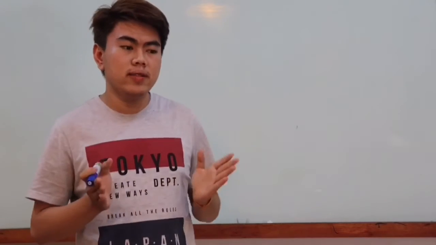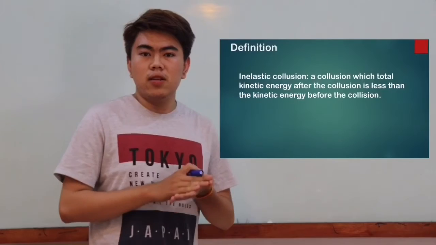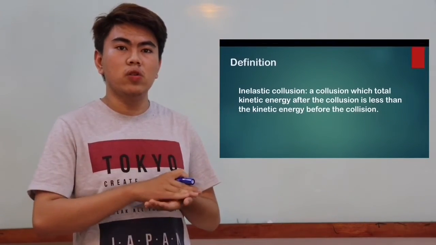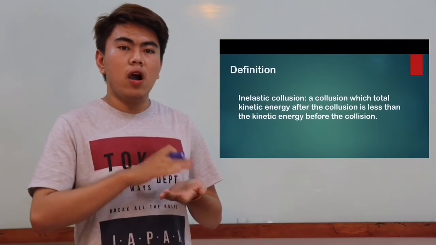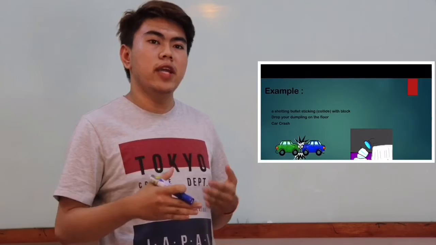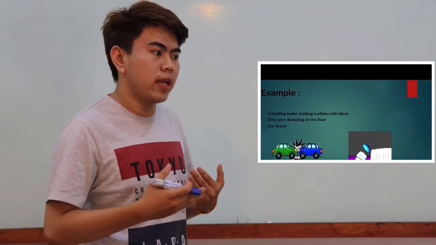So, right now we're going to talk about the inelastic collision. First of all, what is the definition of inelastic collision? An inelastic collision is a collision where the total kinetic energy after the collision is less than the kinetic energy before the collision. To put it in simple terms, the system actually lost its kinetic energy after the collision. So, what is an example of inelastic collision in our everyday life?